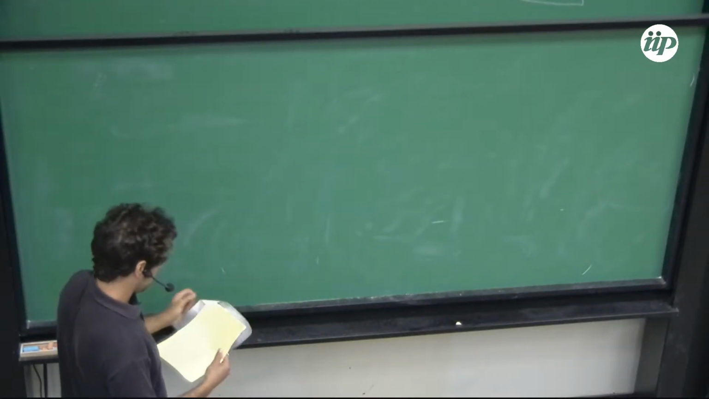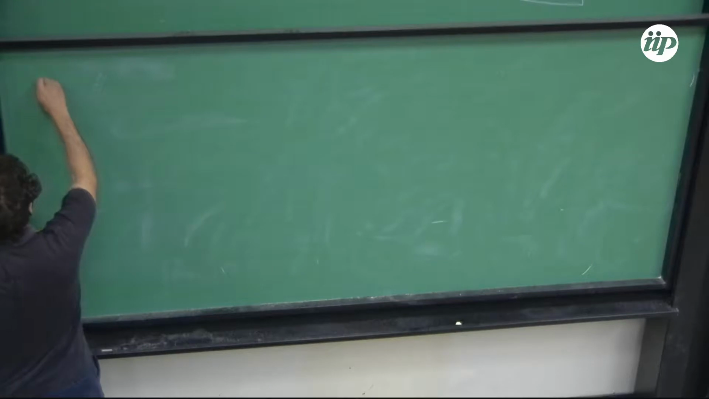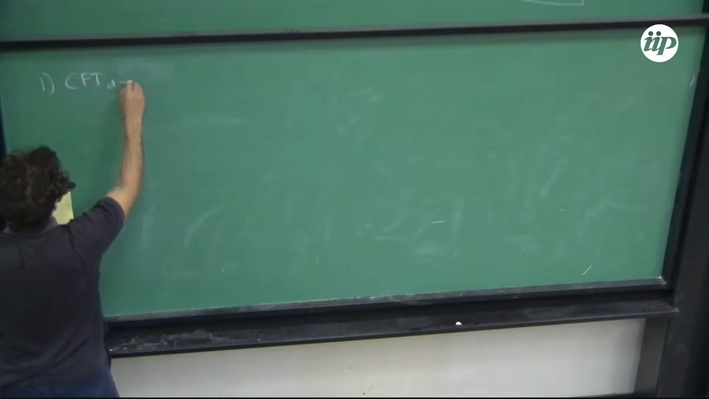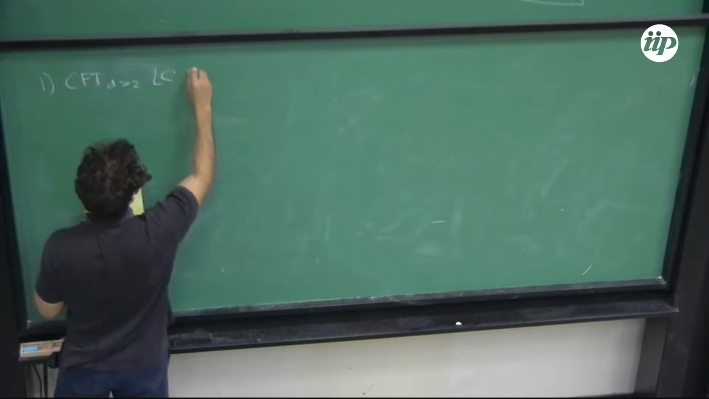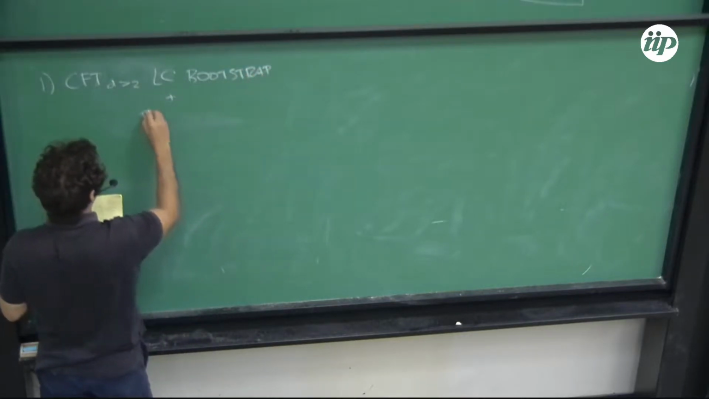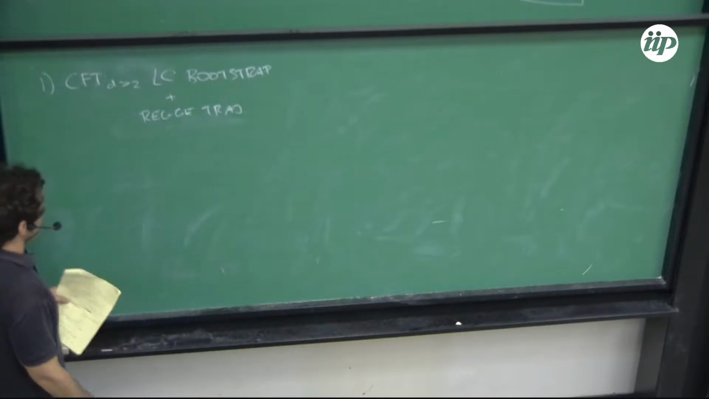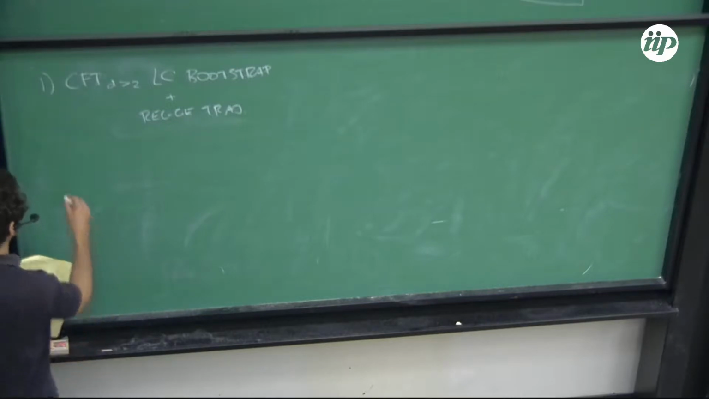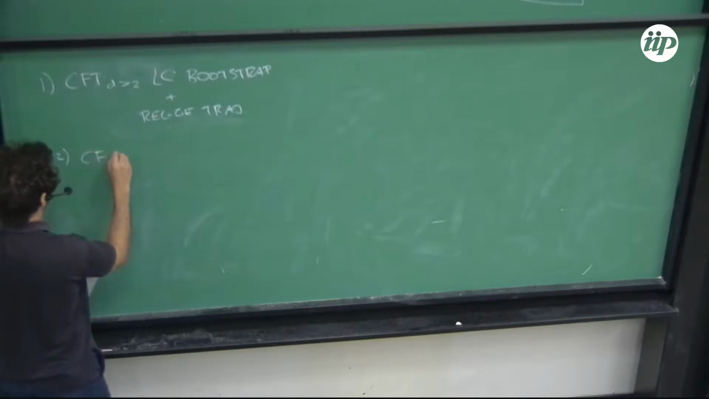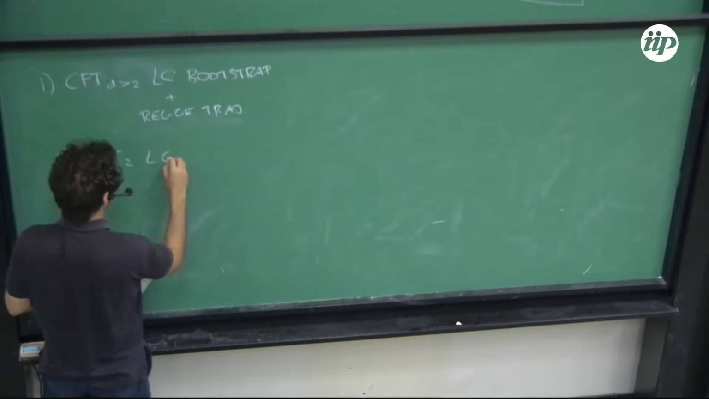Okay, so let me give a brief outline. First, I will talk about the light cone bootstrap and the structure of radial trajectories in CFTs in greater than 2 dimensions. Then I will explain why this fails in 2D, and so let's call this the 2D light cone bootstrap.